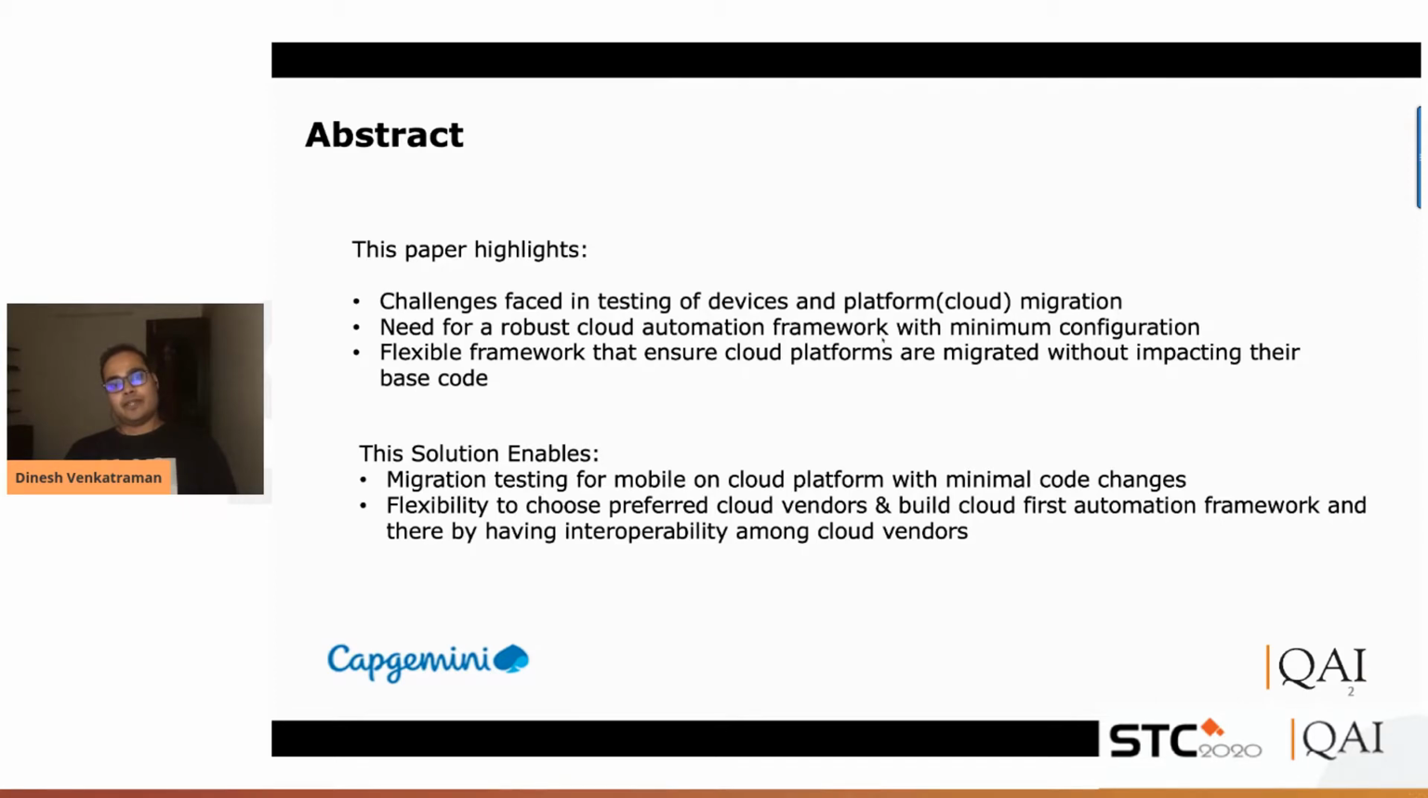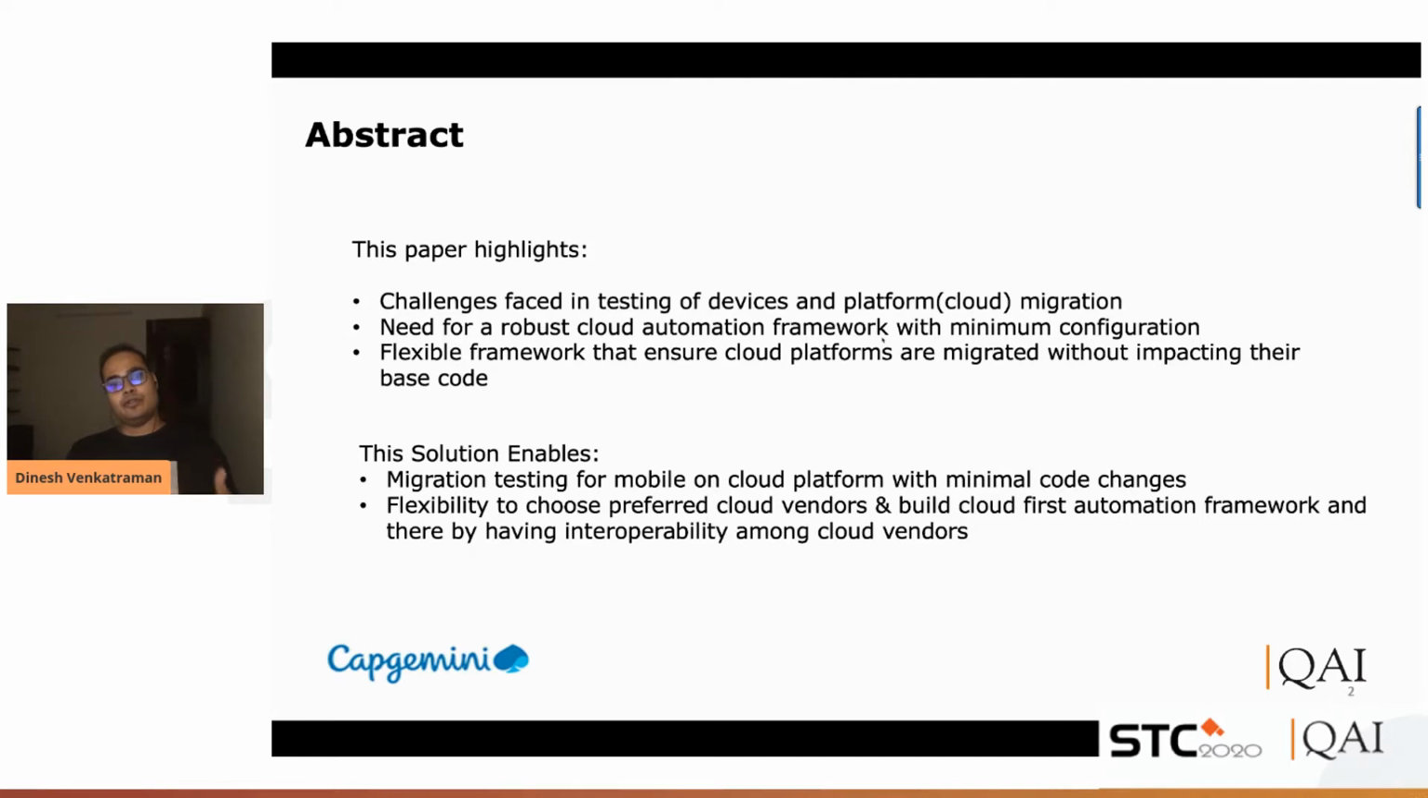For example, say you are using Perfecto or Sauce Labs or any other vendor, and you want to migrate from Sauce Labs to Perfecto or Experitest or anything like that. How can we effectively design the framework in such a way that your code can be utilized across multiple vendors?